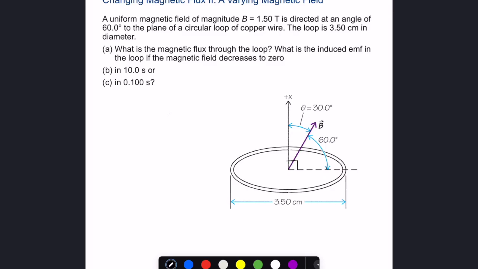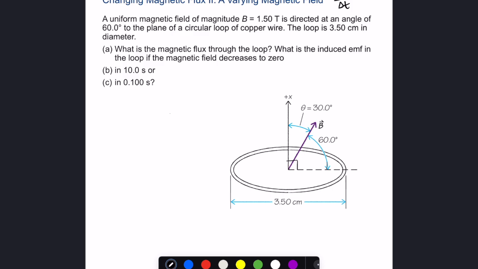So let's do another example, one that is going to be a little more quantitative with some values. And we're going to be changing the magnetic flux again, but this time the area will remain constant and the magnitude of the magnetic field will be changing, okay? So we're dealing with that other case of changing flux, where flux is changing because the magnetic field is changing with time. So let's read this example carefully.